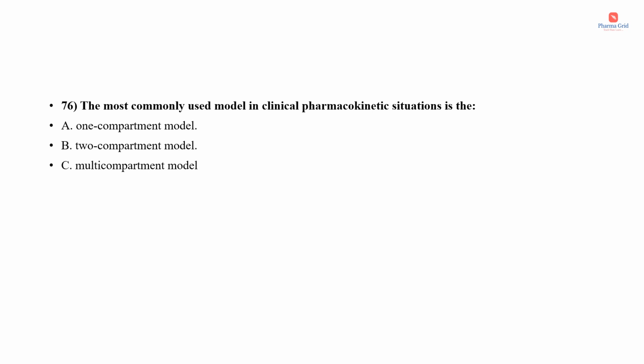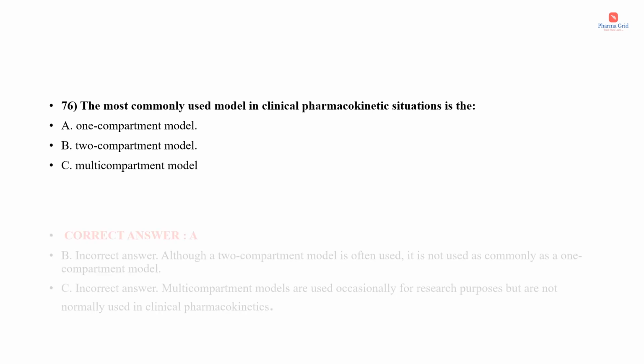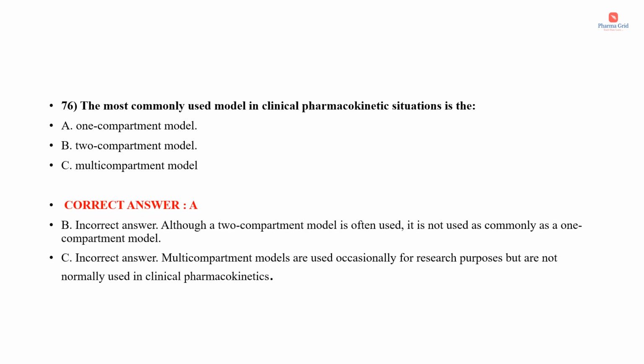Next one, the most commonly used model in clinical pharmacokinetic situations is the: options are one compartment model, two compartment model, multi-compartment model. Here the correct answer is option A, that is one compartment model. Although a two compartment model is often used, it is not used as commonly as a one compartment model. And multi-compartment models are used occasionally for research purposes but are not normally used in clinical pharmacokinetics.